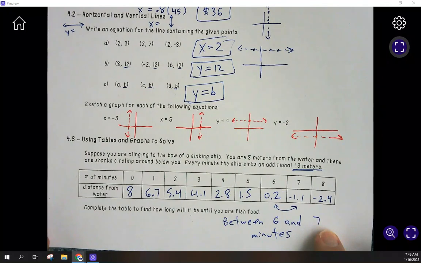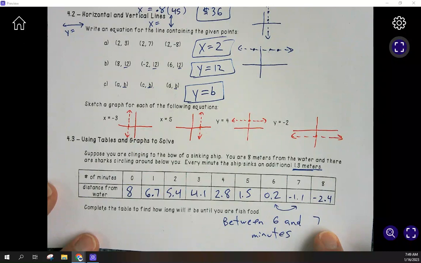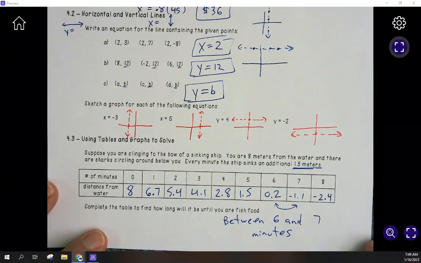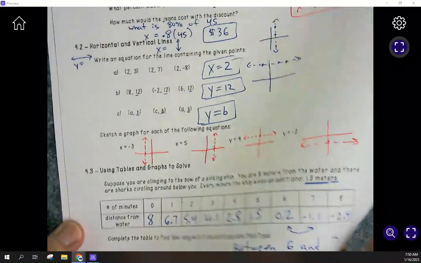Now we could plug in an equation and actually put 0 in and find out the exact 6 point something minutes, and calculate that and maybe convert it into 6 minutes and the exact amount of seconds. But based on this table that we've got here, we know it's between 6 and 7, and that's a perfectly acceptable answer.